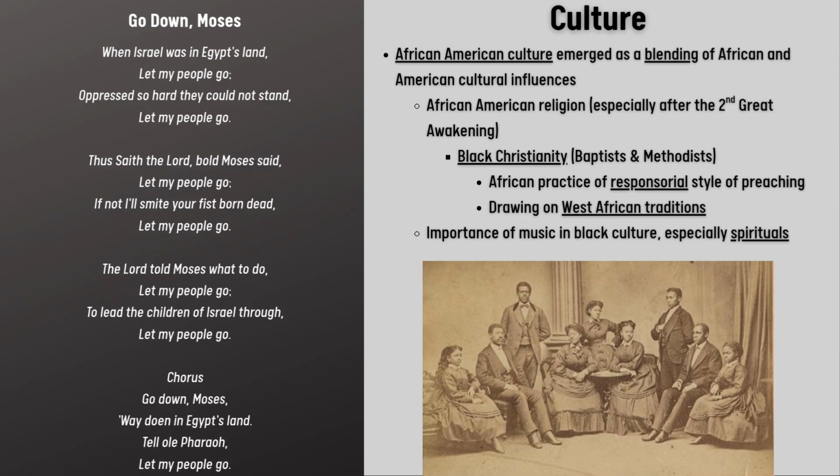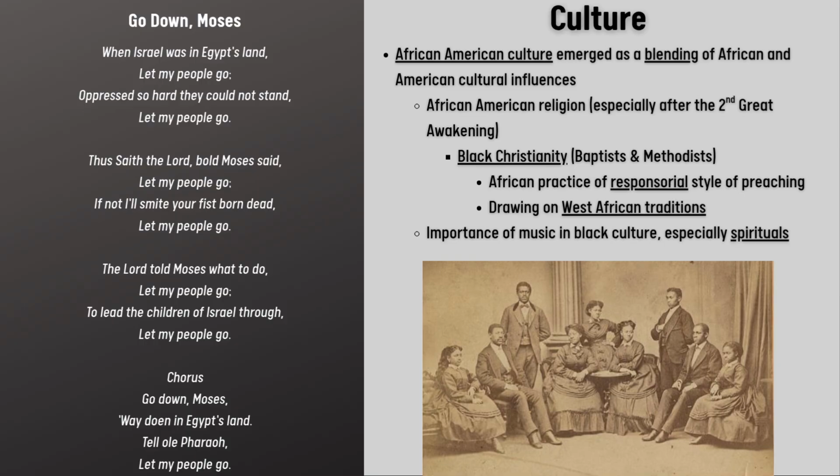amongst Baptists and Methodists. This movement carried with it the African tradition of responsorial preaching, a call and response style that deeply engaged congregations. Music has always been a cornerstone of African American culture, especially spirituals. These songs, like Go Down Moses, were not just melodies, but powerful expressions of hope and a yearning for freedom. They told stories and inspired strength amidst adversity.